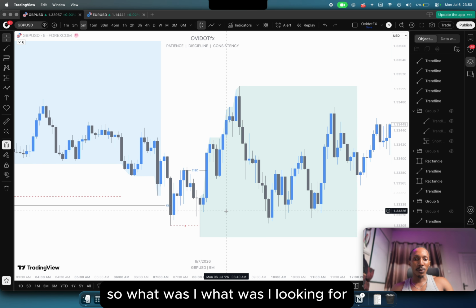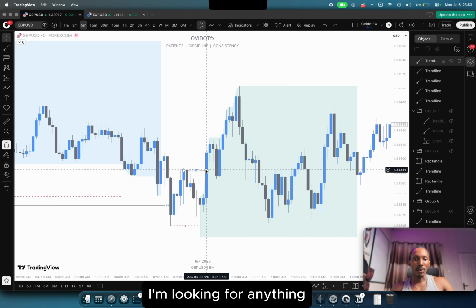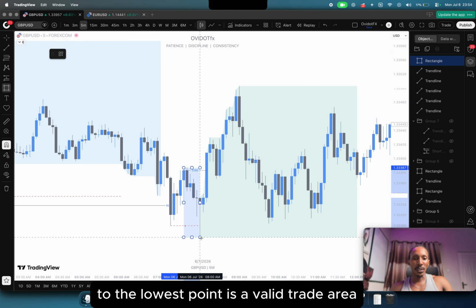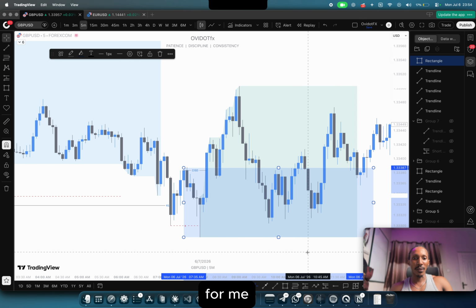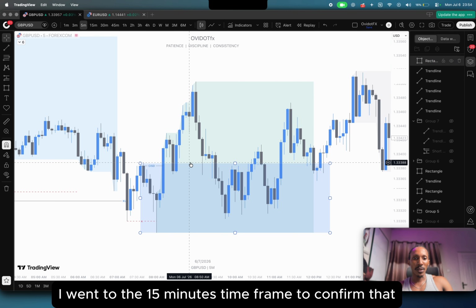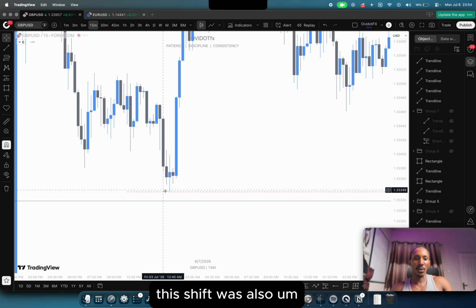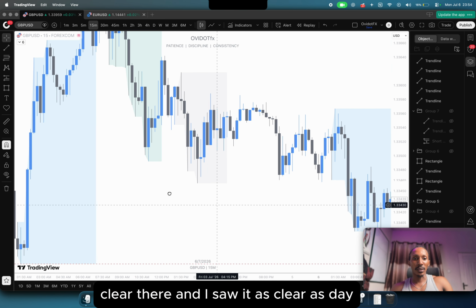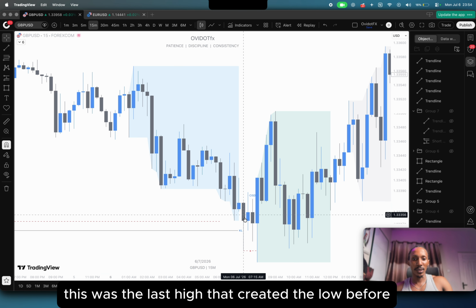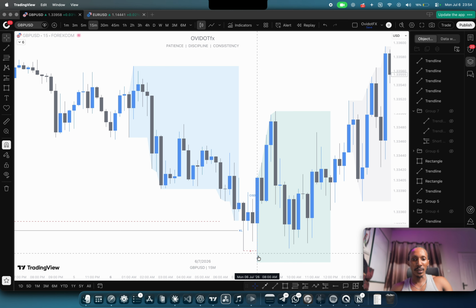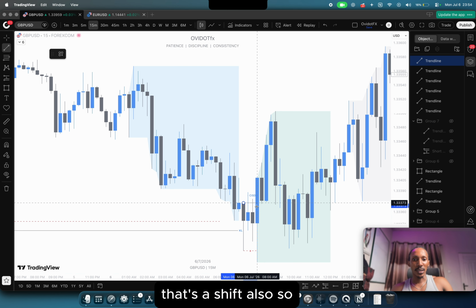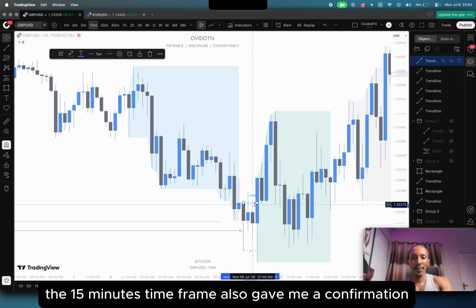So what was I looking for when I saw this particular shift? I'm looking for anything from this point of this shift to the lowest point is a valid trade area for me. Anything from this point of the shift to the downside. Also, I went to the 15 minutes time frame to confirm that this shift was also clear there, and I saw it as clear as day. This was the last high that created the low before the sweep. So the moment price took out these highs, that's a shift also. So the 15 minutes time frame also gave me a confirmation.